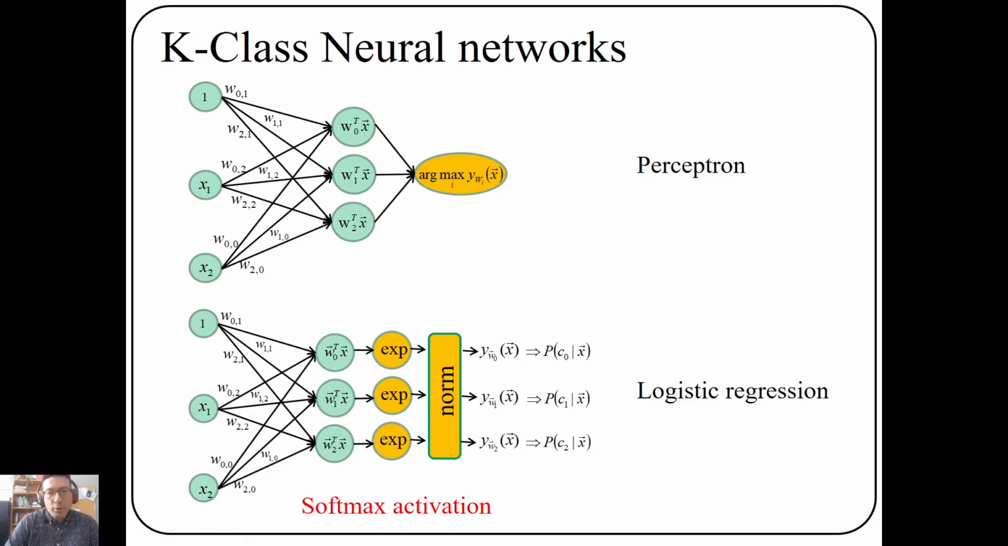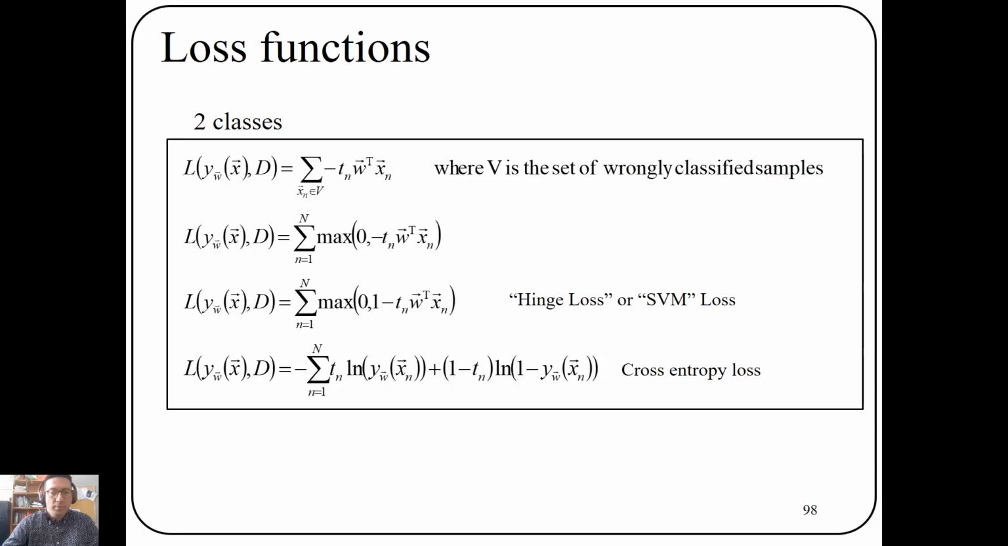These two networks can be made k-class by having k outputs. Here we have 3 outputs, so we assume we would have 3 classes. The perceptron would just take the output of the neurons without any activation function and assign the class with the largest score. Whereas the logistic regression would use a softmax, which is the exponential of each neuron followed by a normalization. So again, the output of that logistic regression can be seen as a conditional probability function.